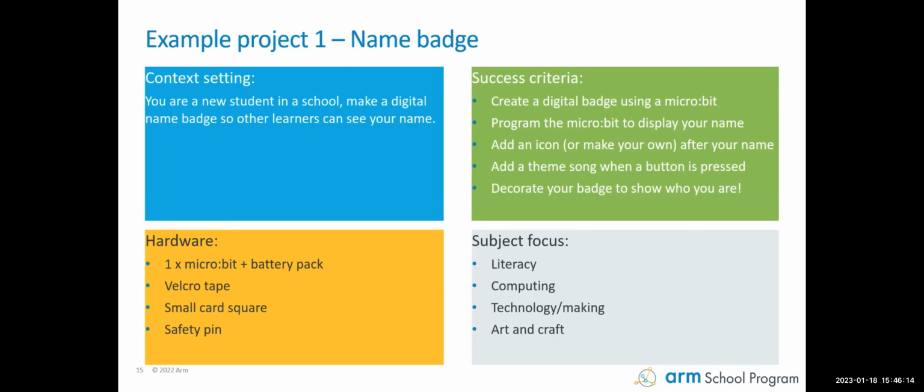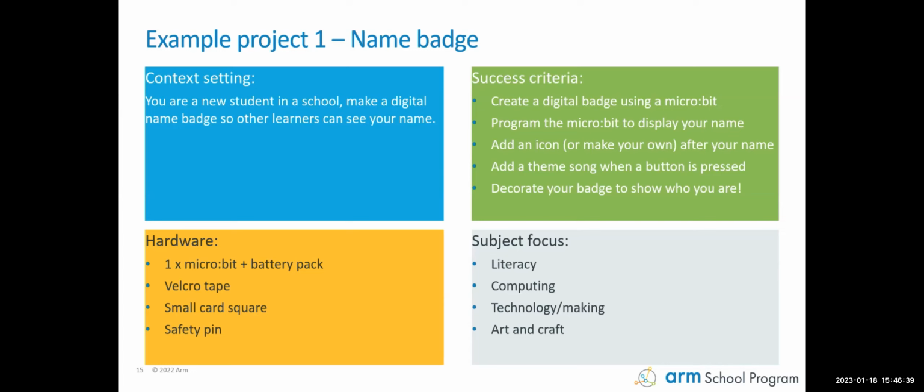And you might think, oh, that's a little bit too simple. But when we dig into the success criteria, we can add in some additional complexity should we wish to. So, for example, they have to create a digital badge using a Microbit. So there's two elements there, because you'll obviously give them a Microbit and the battery pack, as you can see there in the hardware, but they also have to consider how they're going to stick the badge to them. How do you actually make it into a badge?